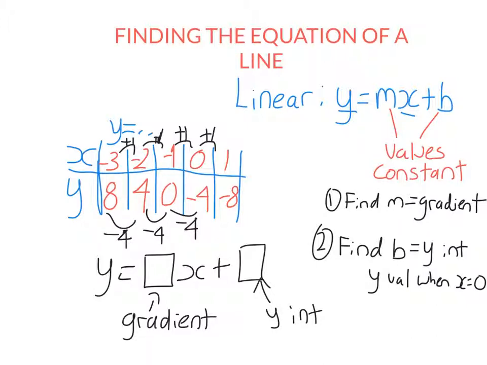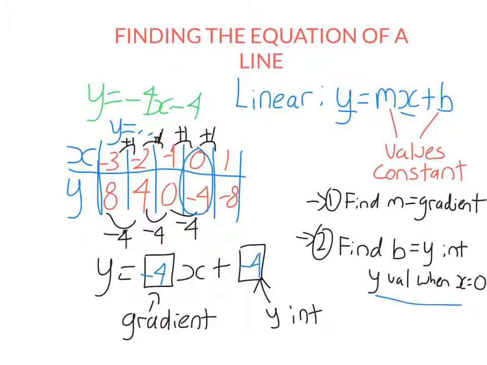The thing that goes in the second box is the y-intercept. So I just have to follow these steps: find the gradient, find the y-intercept, and I'm done. Because each time x is going up by 1, y is going down by 4, the gradient is minus 4. So I just put a minus 4 in the first box. The y-intercept is the y value when x is 0. When x is 0, y is minus 4. So we can just put that in the second box. We're actually done. The equation linking x and y is y equals negative 4x minus 4.